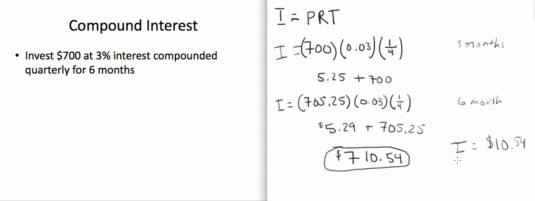If you were compounding semi-annually, that would be 1/2 for our fractions, and you would just have to do it for a year. It would only be done twice. So that is compound interest.